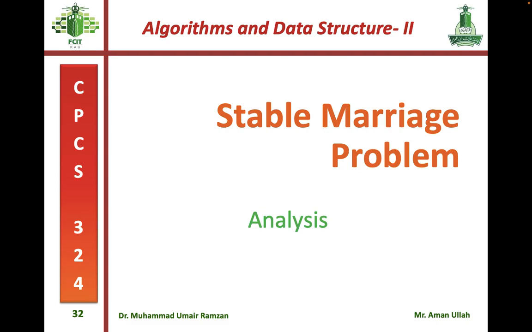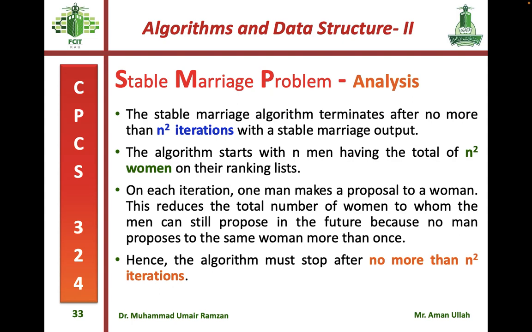Now let's go to the stable marriage problem analysis. The stable marriage algorithm terminates after no more than n to the power of 2 iterations, with a stable marriage output. The algorithm starts with n men having the total of n to the power of 2 women on their ranking list. On each iteration, one man makes a proposal to a woman. This reduces the total number of women to whom the men can still propose in the future, because no man proposes to the same woman more than once.